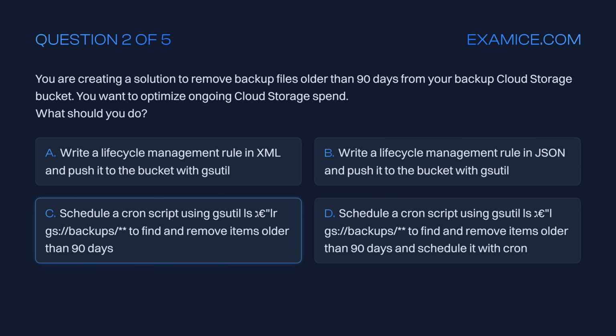Option C. Schedule a cron script using gsutil ls to find and remove items older than 90 days. Option D. Schedule a cron script using gsutil ls to find and remove items older than 90 days and schedule it with cron.